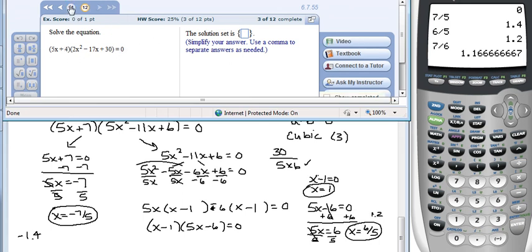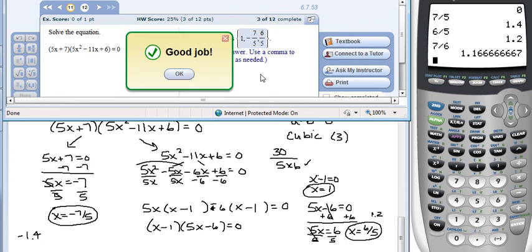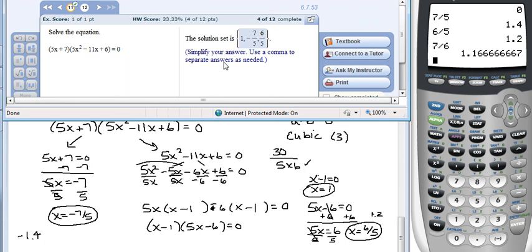All right. Well, why don't we go back to this one and just enter these in here? It doesn't matter on the order, just so that we're clear about how to enter these in. Okay, good job. So there's my 3 solutions.